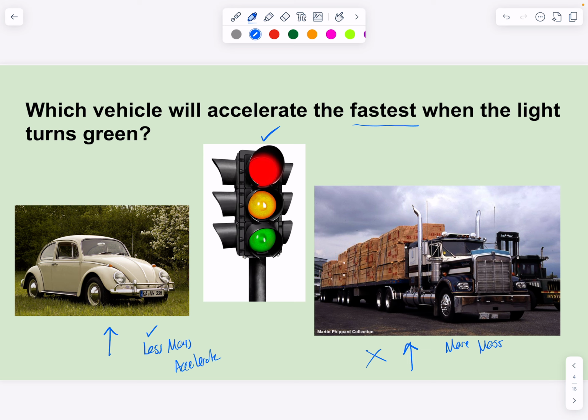But on the flip side, if these two things were to collide into a wall of some sort, the more mass on here is going to create a bigger force if it hits a wall or hits a tree or something like that, compared to this. Obviously, you don't want to hit anything if you're driving a car, but this has a greater mass, so it's going to have a greater overall force once it starts going.